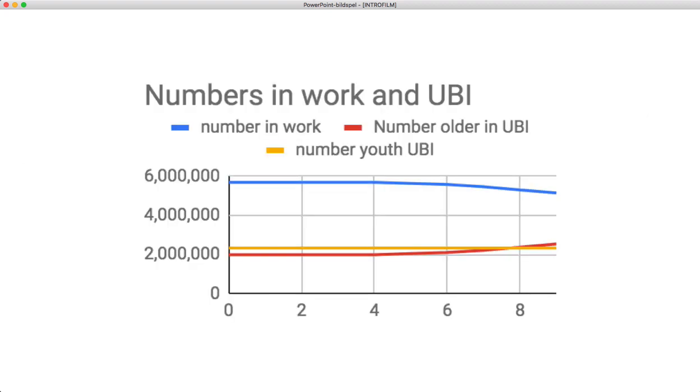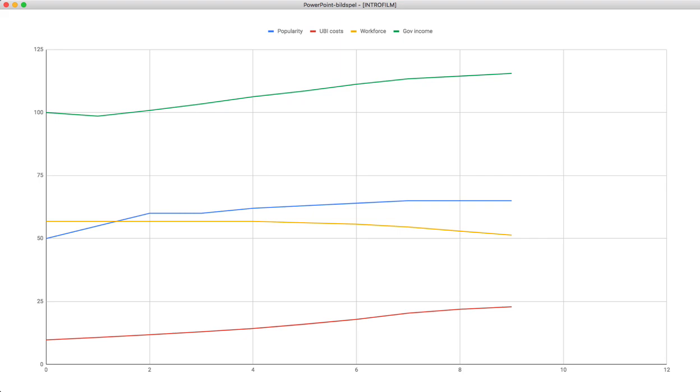And we can also see the number of people who are in work and the number of people who are not in work, and the youth. We can also see the total GDP generated. In this case, state income has gone up through decisions. We can see the popularity of the government. That's gone up but remains still. We can see what happens to the workforce. That goes down, and if workforce goes down, then UBI costs go up.